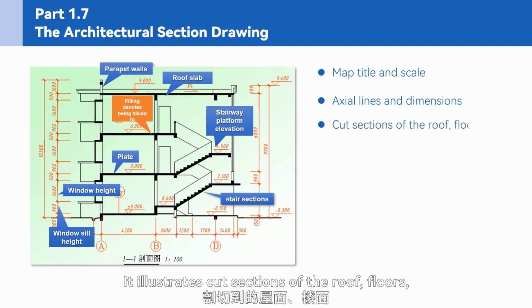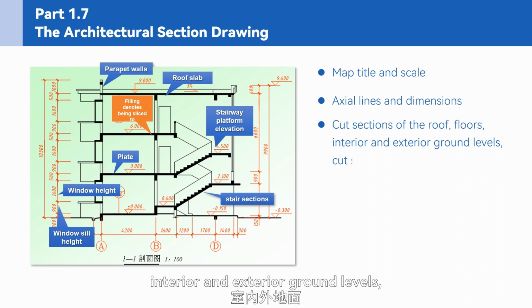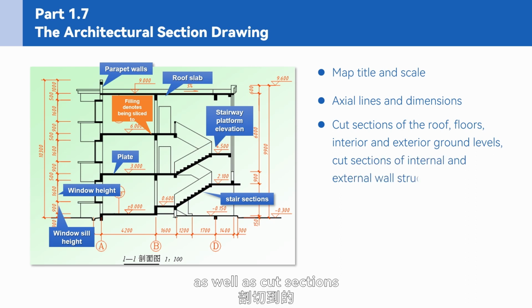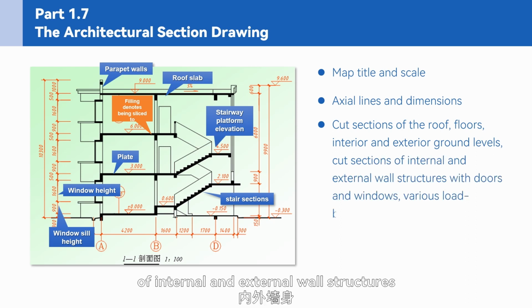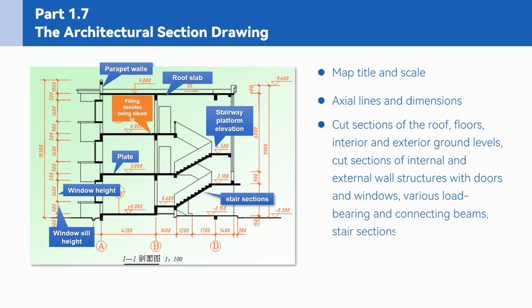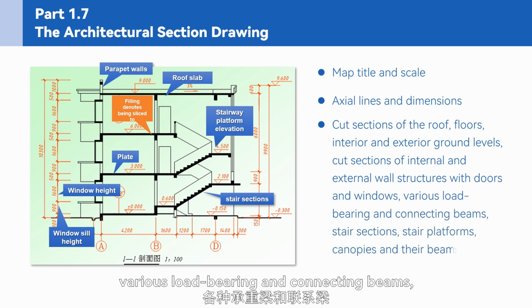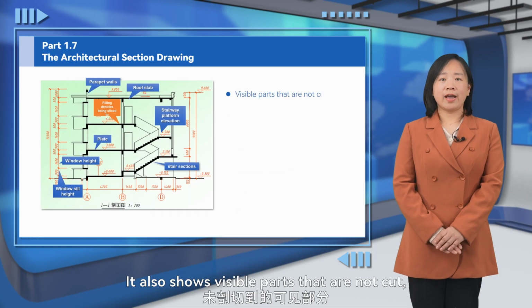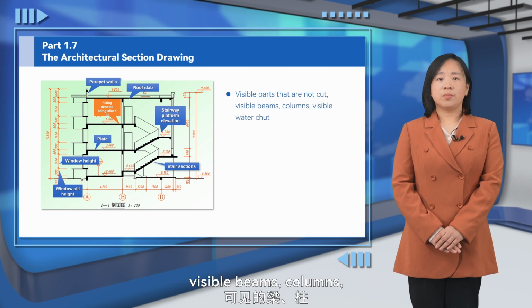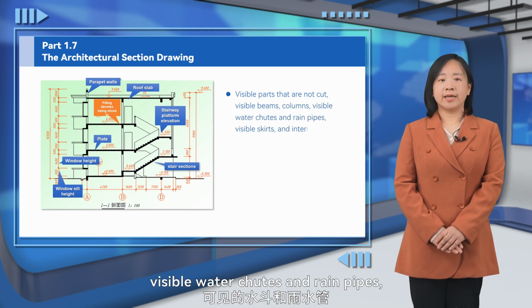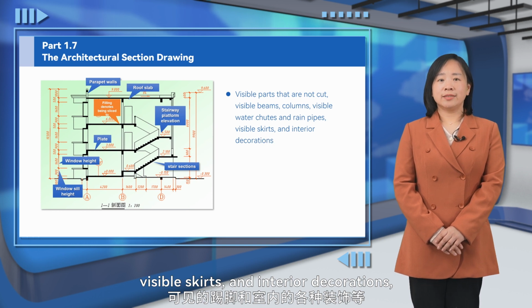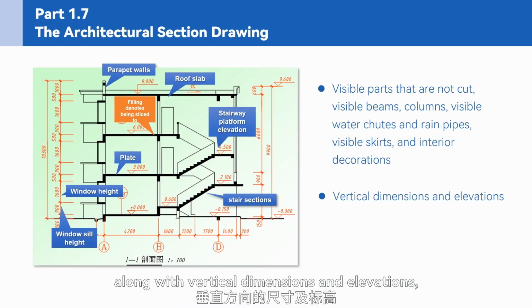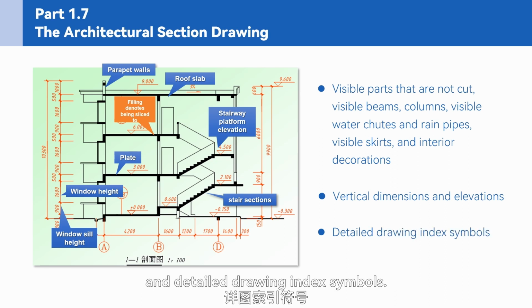It illustrates cut sections of the roof, floors, interior and exterior ground levels, as well as cut sections of internal and external wall structures with doors and windows. Additionally, it displays various load-bearing and connecting beams, stair sections, stair platforms, canopies and their beams, balconies, corridors, and more. It also shows visible parts that are not cut, visible beams, columns, visible water chutes and rain pipes, visible skirts, and interior decorations, along with vertical dimensions and elevations and detailed drawing index symbols.